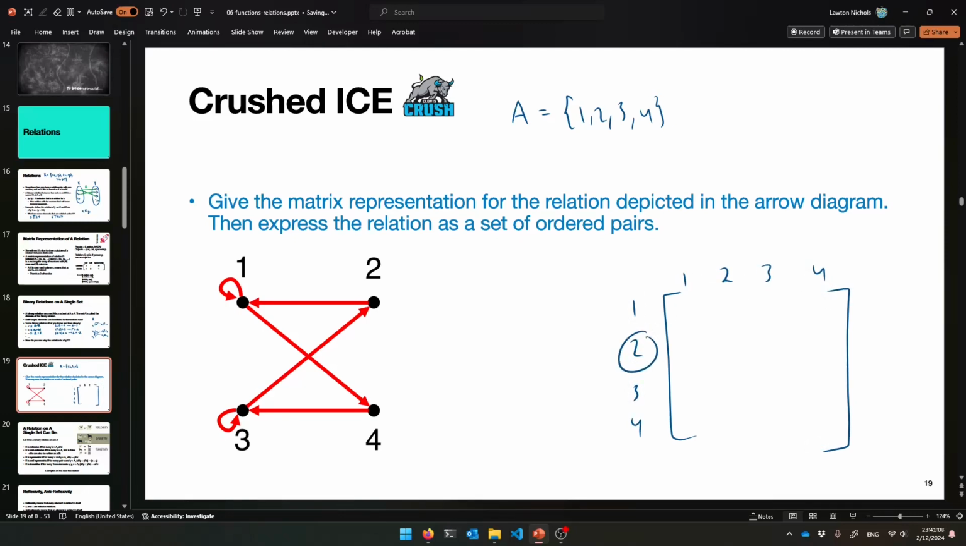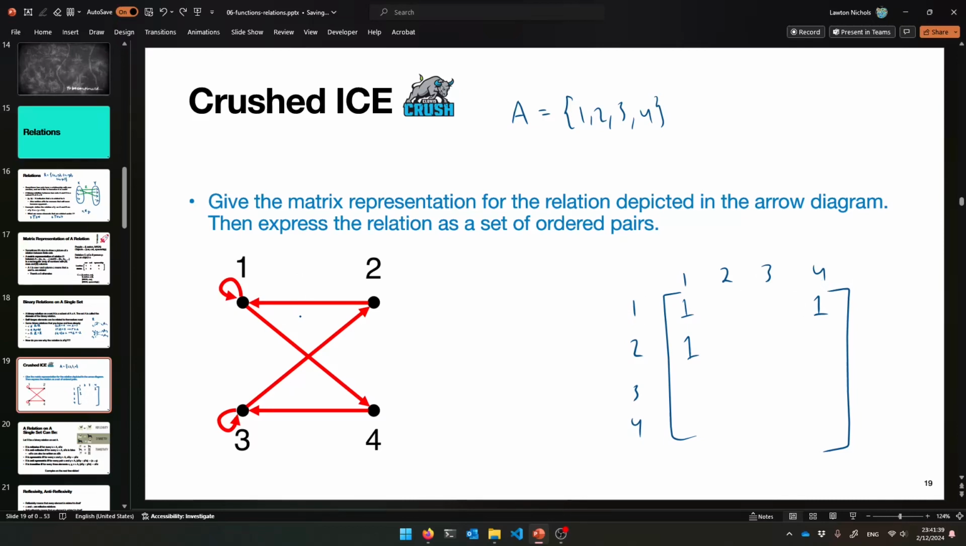So like this, 2, 1 is saying that 2 is related to 1. It's checking, hey, is 2 related to 1? And it is. So you go to row 2, column 1, and you put a 1 there, because they are related. All right, and then 1 is related to 1, so you go to row 1, column 1, you put a 1. Those are those two arrows, and then 1 is related to 4, so you go to row 1, column 4, and you put a 1 there, because the arrows go in that way.